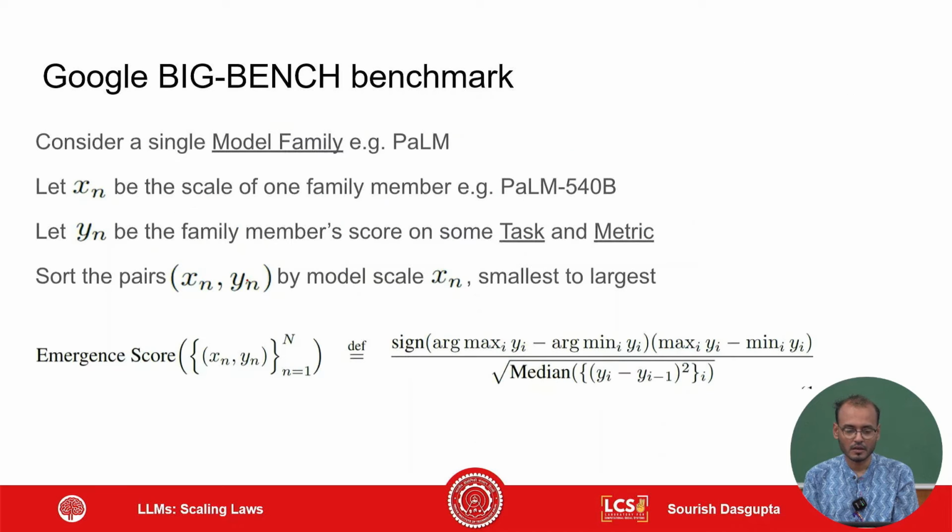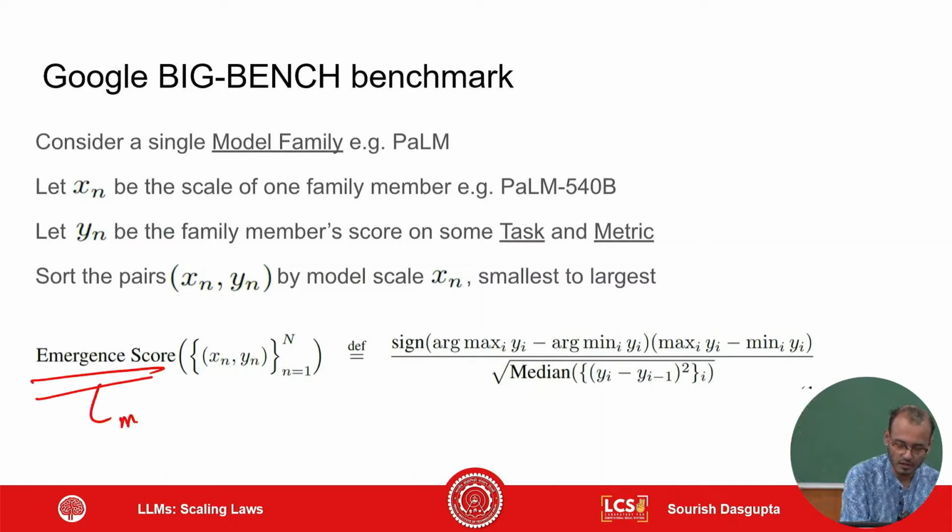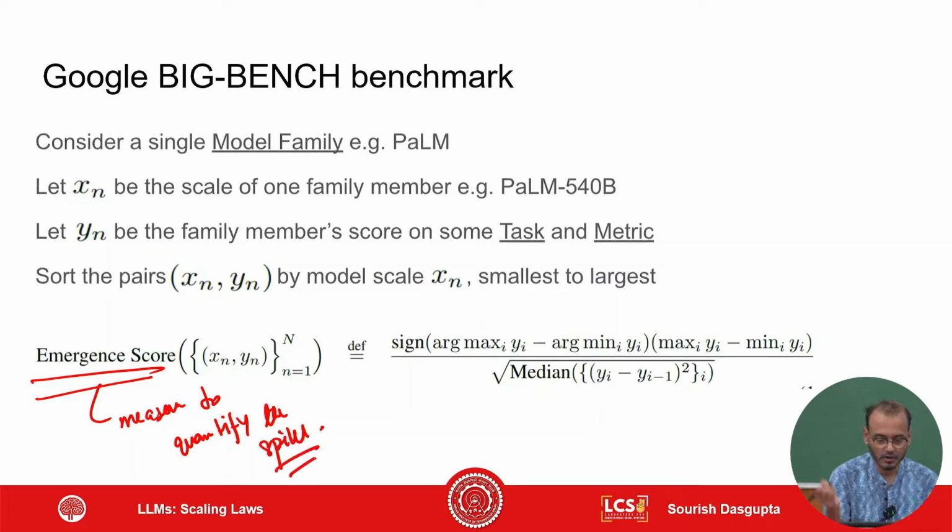And then what Google did was that they came up with this big benchmark. Again, that's another benchmark which consists of lots of different types of AI challenges for evaluating large language models. And what they did was they said that, okay, we will try to quantify this emergence or this spike. So can we quantify the spike, in the sense of how much is this spike? So they came up with this measure to quantify the spike for a given model, right?